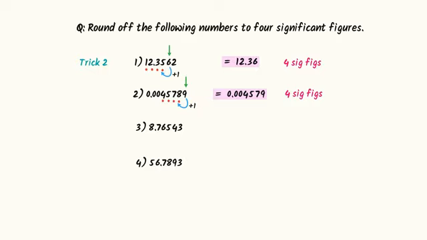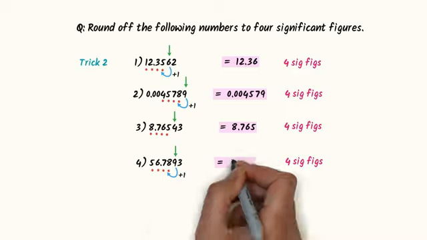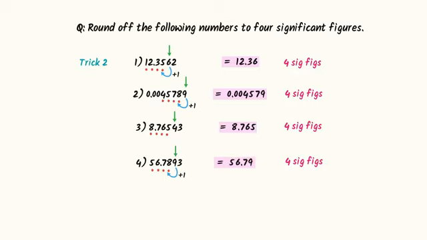The third number is 8.76543. Decimal point is present. We use trick number 2. First non-zero is 8. 4 significant figures are 8, 7, 6 and 5. The next digit is 4. Since 4 is less than 5, we drop it. Then 5 stays unchanged. So the answer is 8.765. Thus noted down this fourth question.